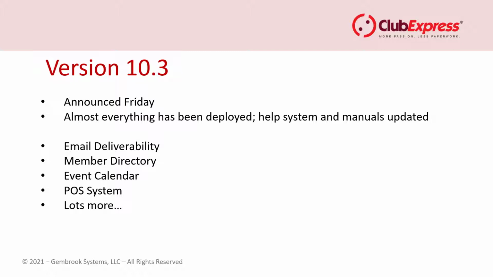The items that we're going to be talking about today: email deliverability, an update to the member directory, some new features in the event calendar. There's a bunch of additional items, and then we're also going to talk about something that wasn't in the announcement on Friday, but it turns out it's ready to go. So I'm going to mention it. It probably won't apply to most of you, but there'll be certain clubs and associations running on ClubExpress that might be interested, and that's our point of sale system integration.